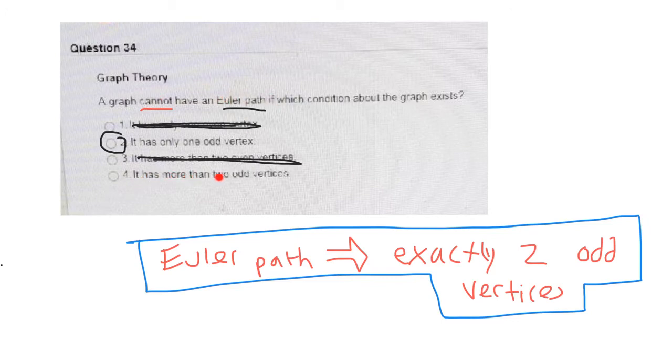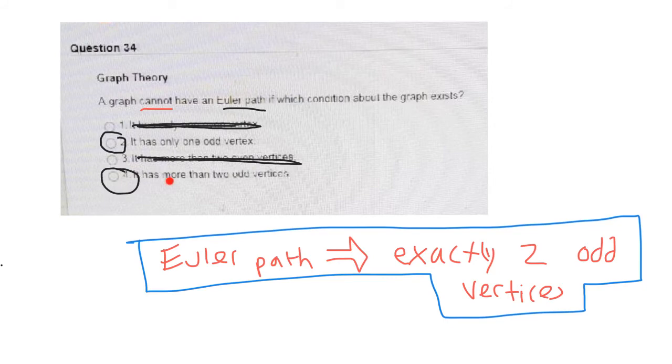So look at the next one. It has more than 2 odd vertices. Well, in order to have an Euler path, you've got to have exactly 2 odd vertices. So if you have more than 2 odd vertices, then it makes it so that you cannot have an Euler path. So therefore, this would be an answer as well.